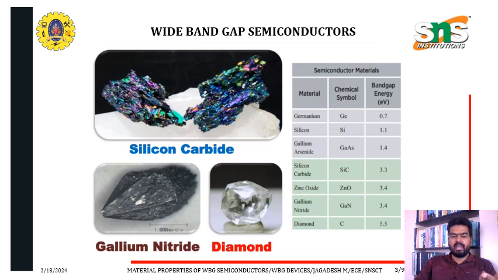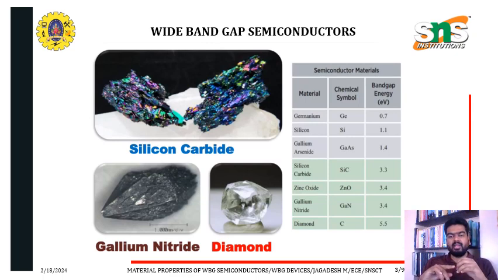The materials are germanium, silicon, and gallium arsenide. The chemical symbol for germanium is Ge, silicon is Si, and gallium arsenide is GaAs. Their band gap energy in electron volts is 0.7, 1.1, and 1.4 respectively. The green shaded columns indicate the wide band gap devices.